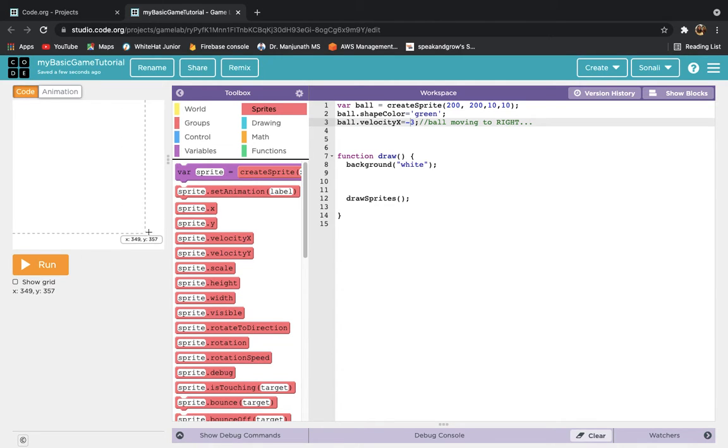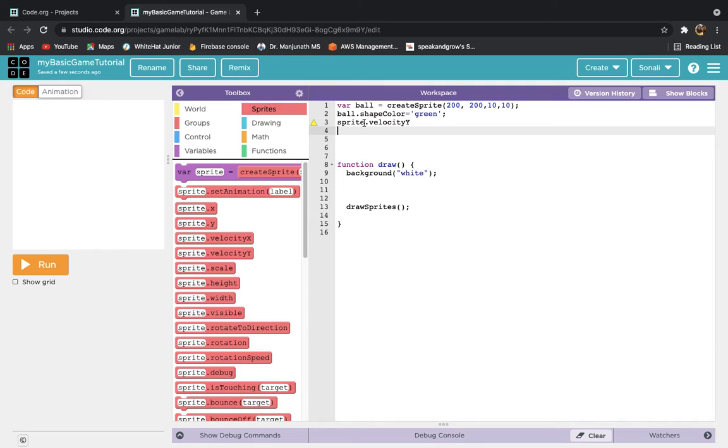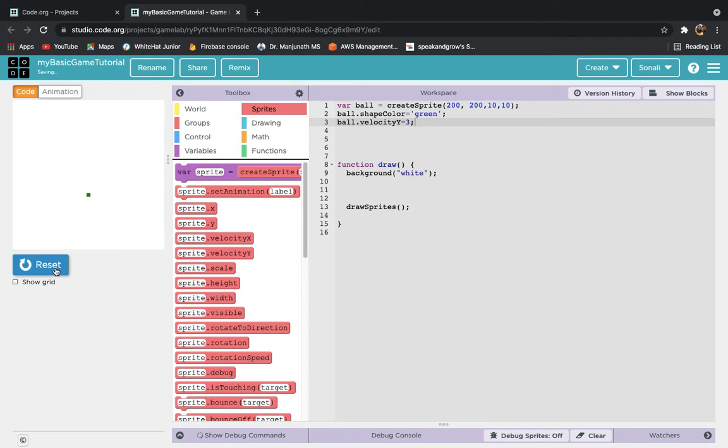So now let us try the velocity y. So let us remove this, and I am dragging and dropping velocity y. So here also ball.velocityY. First let us see with the positive number, that is 3. Let us see where it moves. See, it is moving down.